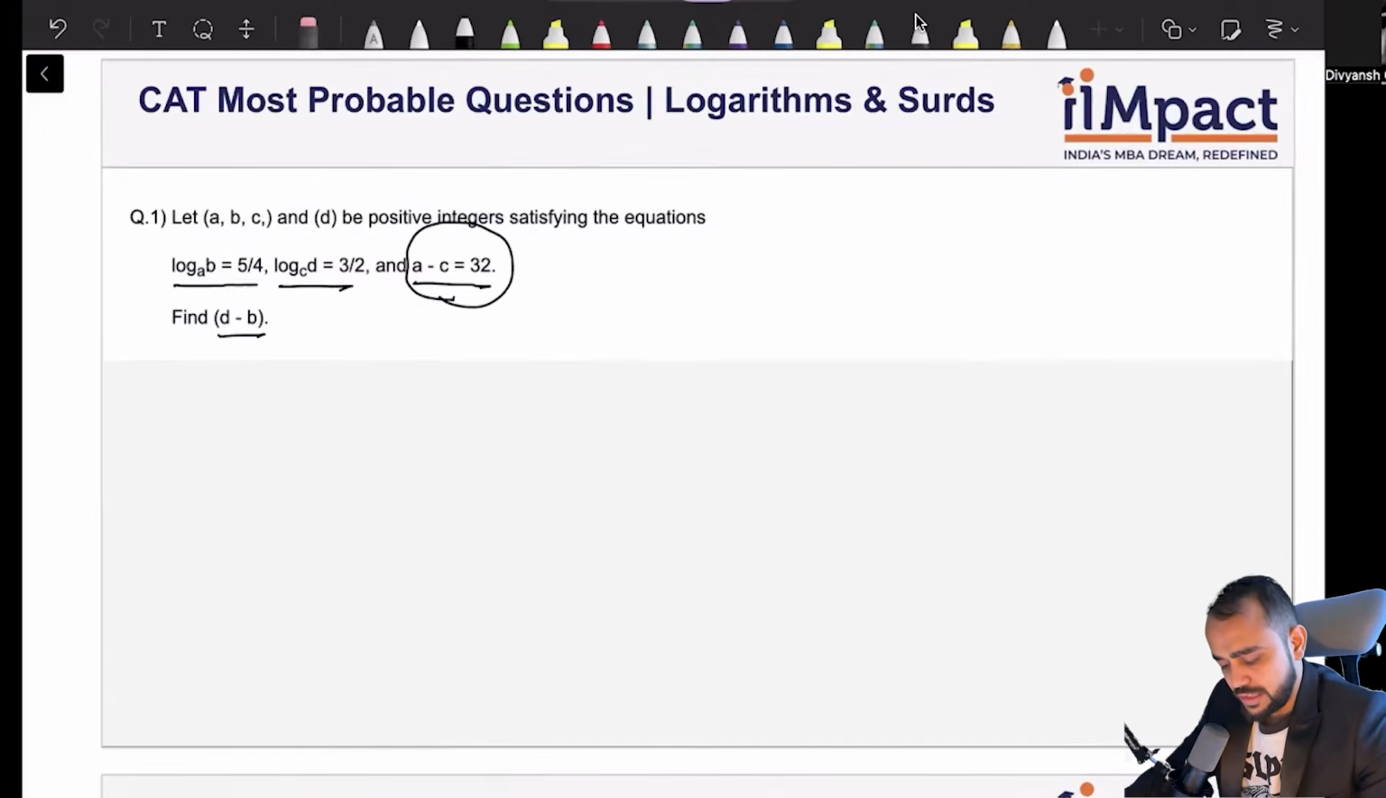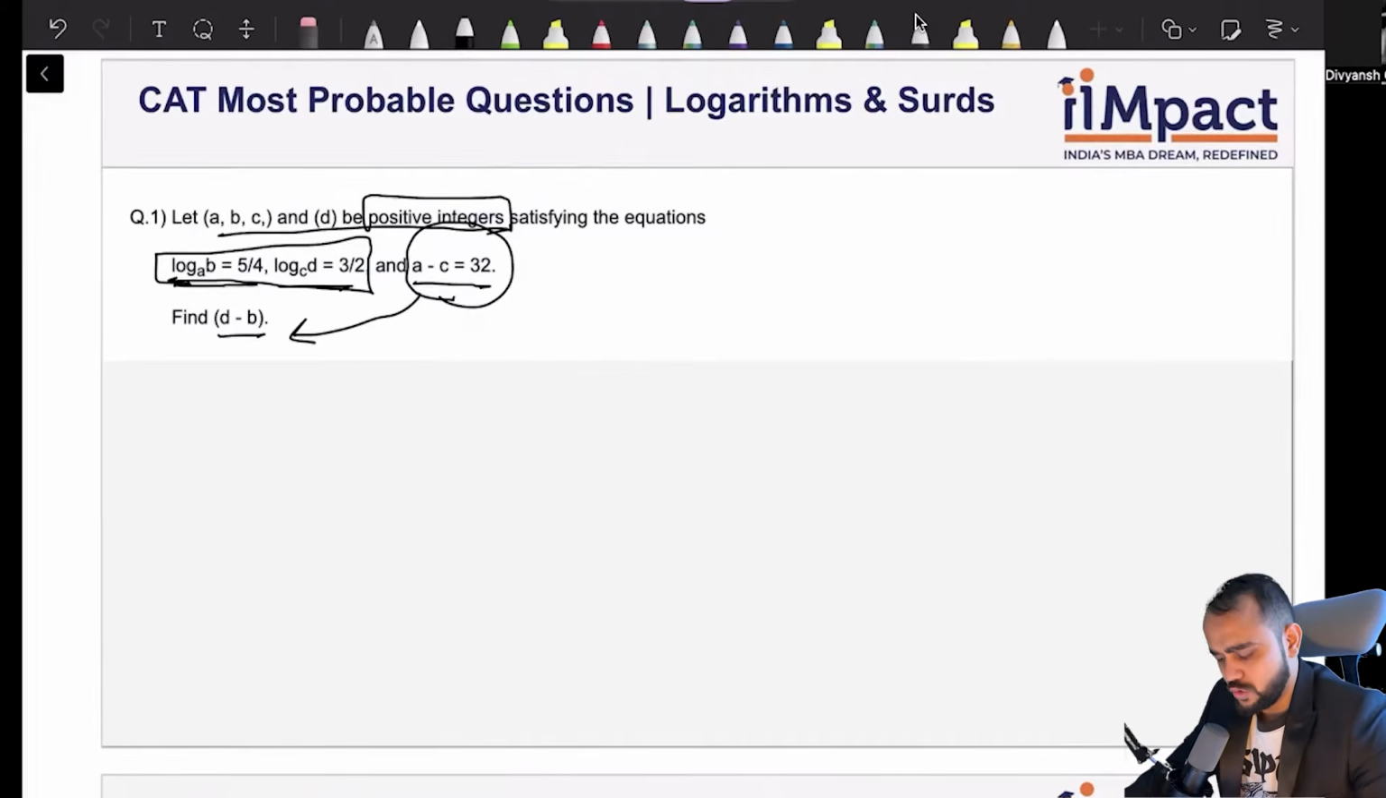This is given to us and we have to convert it into this using what? The relationships between A and B and C and D are given to us in log. They are positive integers. So this is also something I will make a mental note of. So let's quickly start writing the results. Because the final answer is in terms of absolute differences, I need to get rid of the logs ASAP. So I will get A to the power 5 by 4 is equal to B.